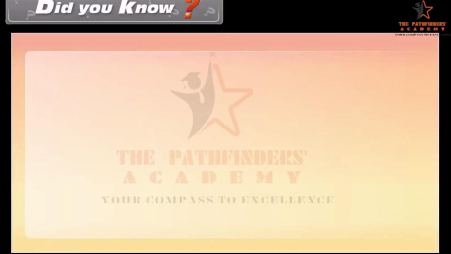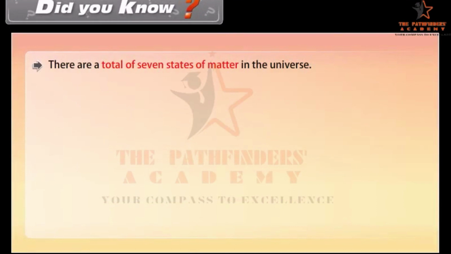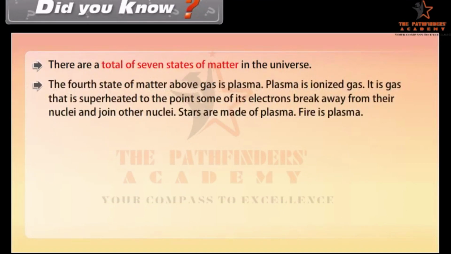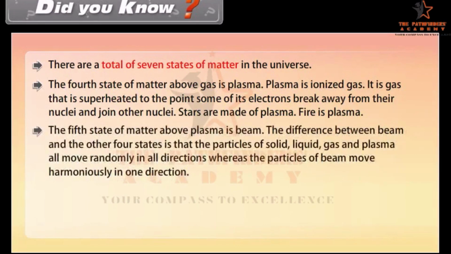Did you know there are a total of 7 states of matter in the universe? The 4th state of matter above gas is plasma. Plasma is ionized gas. It is gas that is superheated to the point where some of its electrons break away from their nuclei and join other nuclei. Stars are made of plasma. Fire is plasma.